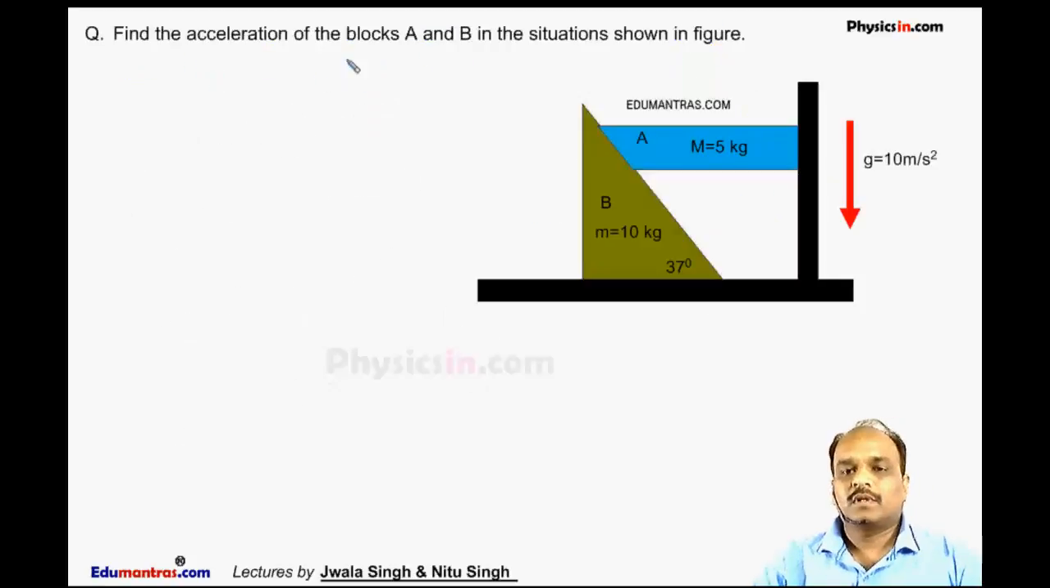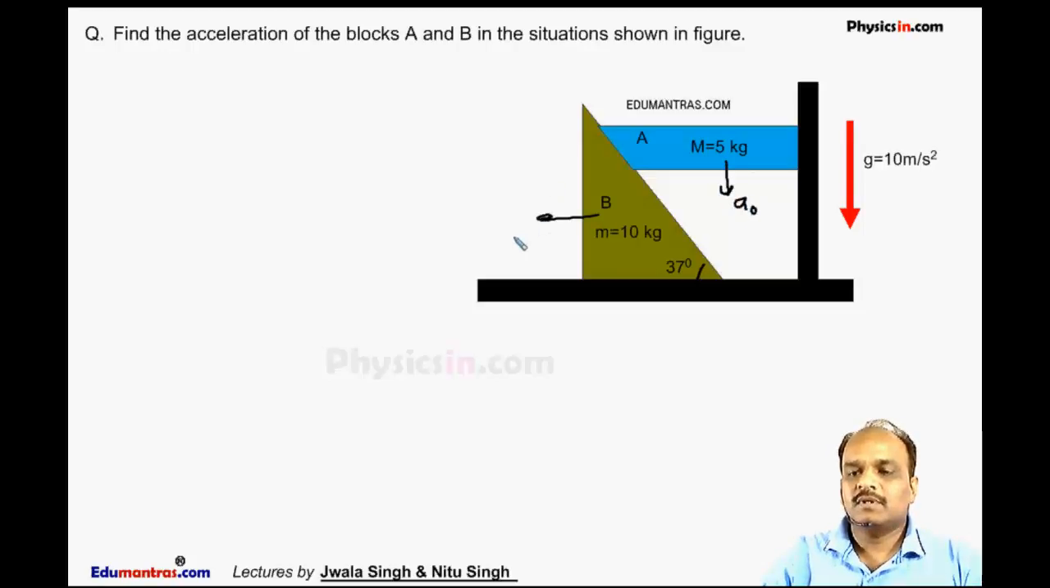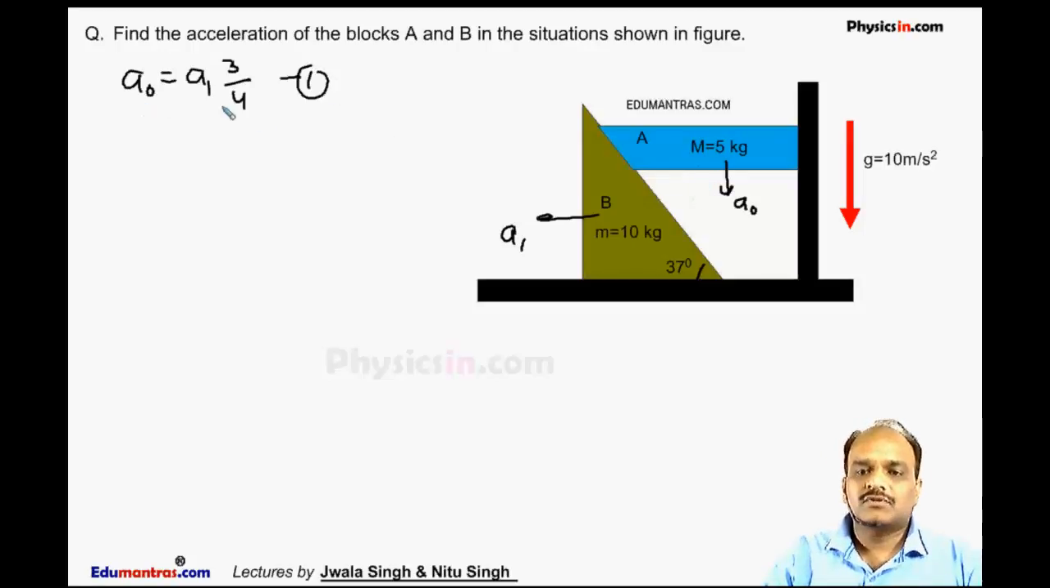Now find the acceleration of block A and B in the situation shown in this figure. This angle is 37 degrees, it is given. The mass of this block is 5 kg, the mass of this block is 10 kg. Let the acceleration of this block be a naught, and let the acceleration of block B be a1. Now we know a naught must be equal to a1 into tan 37, and tan 37 means it is 3 by 4. This is our first relation, the constant relation between the accelerations of these two blocks.